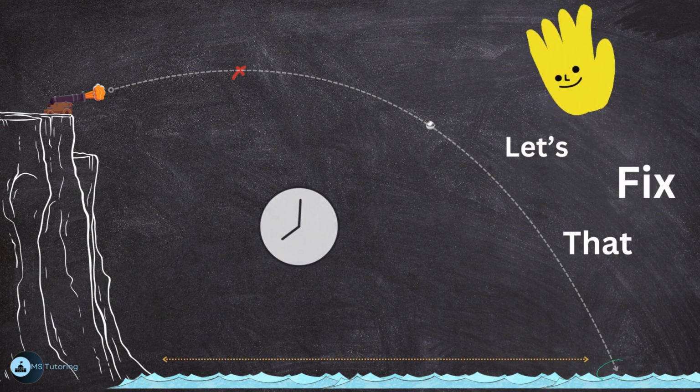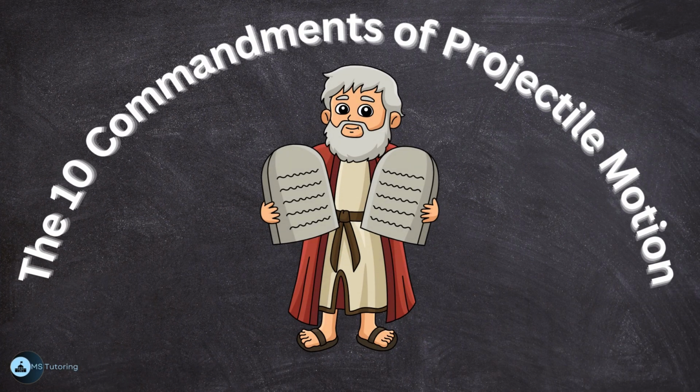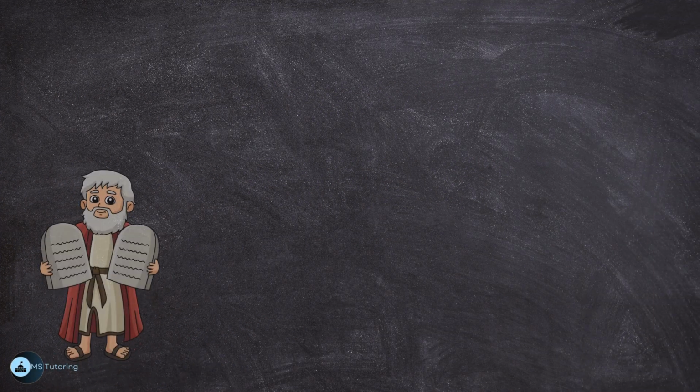So, let's fix that. We're going to look at something I like to call the 10 commandments of projectile motion, a set of 10 rules and concepts that, if followed when encountering these kinds of kinematics questions, will act as a cheat sheet to help us start our calculations correctly and carry us on through to our final answers. So, let's get started. Commandment 1.